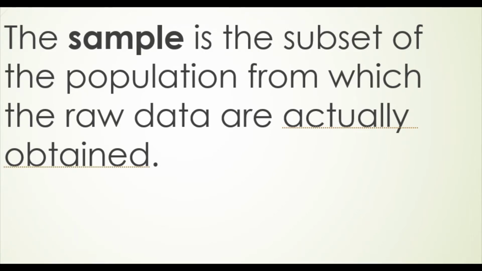So now our population is going to be all the voters in the country. Now, of course, we can't ask all the voters in the country how they're going to vote. So the way that we determine how people are going to vote, or the way that we predict how people are going to vote, is through a sample. The sample is the subset of the population from which the raw data are actually obtained. So, for example, we might ask 1,000 people how they're going to vote. And if we've chosen the sample well, then that sample will be representative of the entire population. And so we can make a pretty good guess as to how everyone will vote based on the sample, the data that we get from that sample.